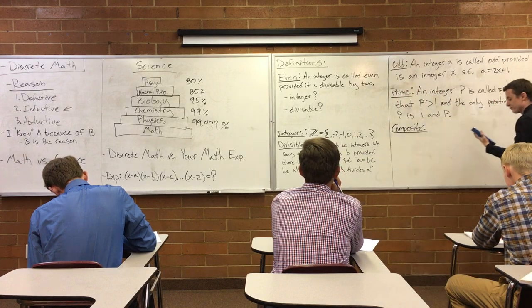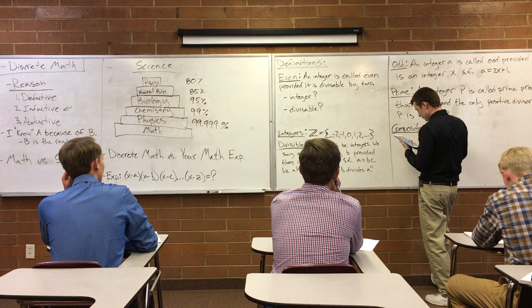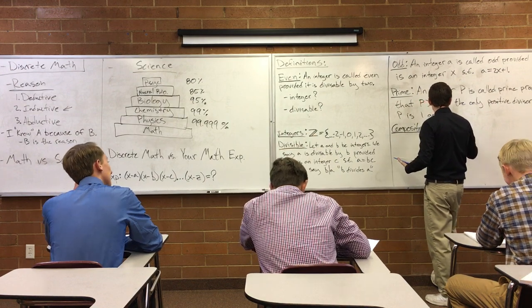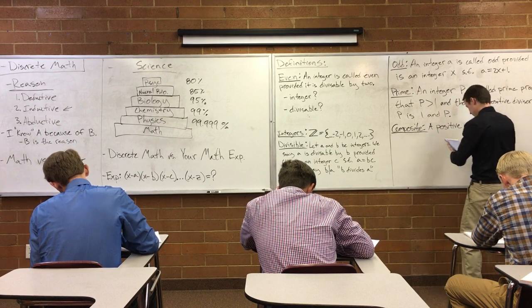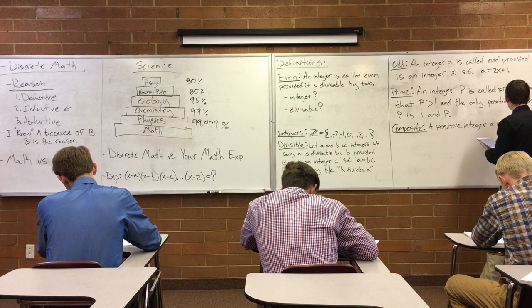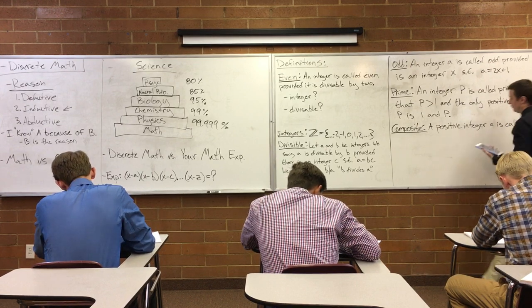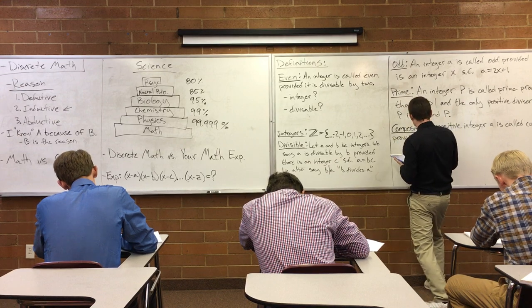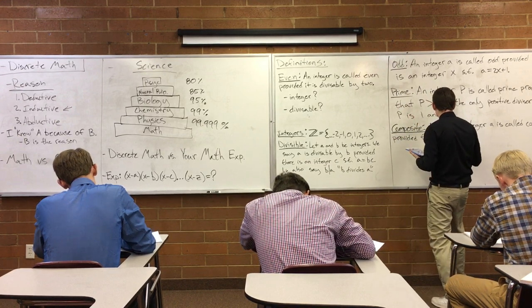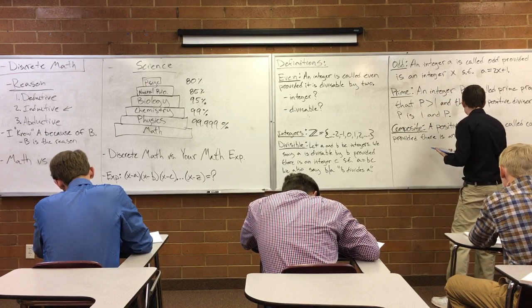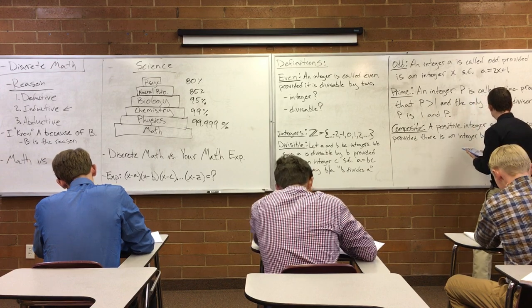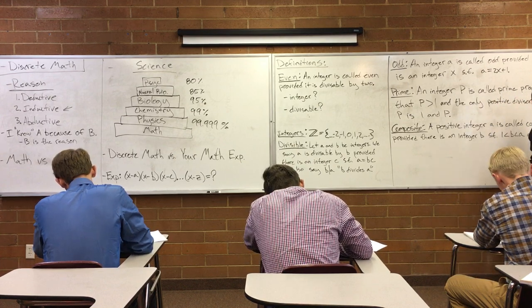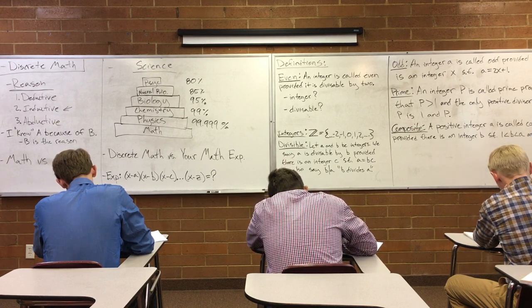What is a composite number? A positive integer A is called composite provided there is an integer B such that 1 is less than B is less than A and B divides A.